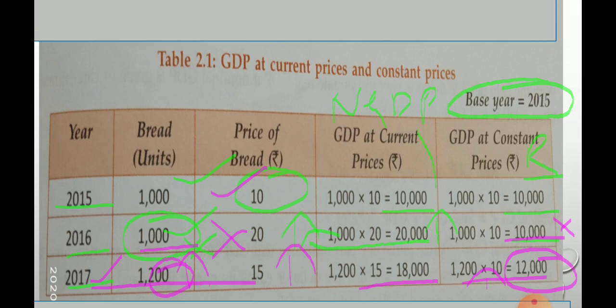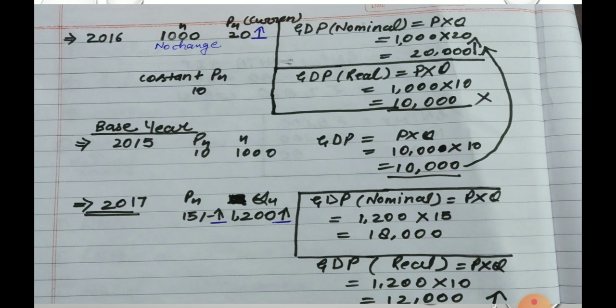Let us understand it in a better way with the slide. Here you can see that 2015 is the base year. In the base year, the price is 10 rupees and total production is 1,000. So nominal and real GDP are both the same because it is the base year. So GDP is 10,000. When we compare it with 2016, in 2016 there is production of 1,000 bread only. There is no increase in the production of bread, but the price has increased from 10 to 20, and because of this nominal GDP increases from 10,000 to 20,000.